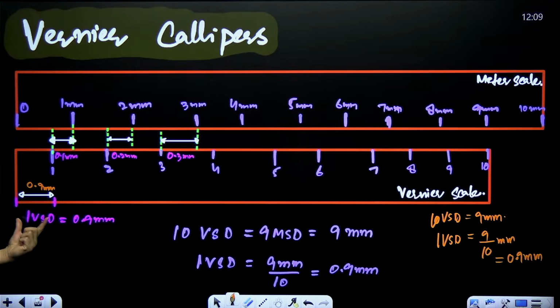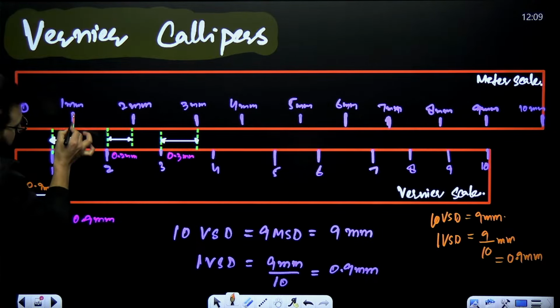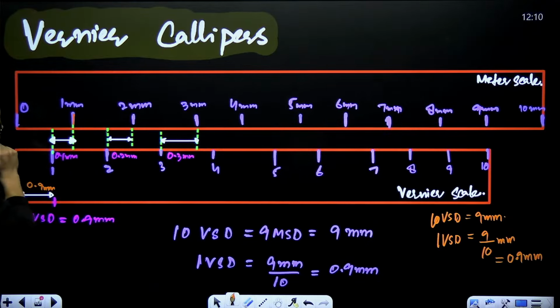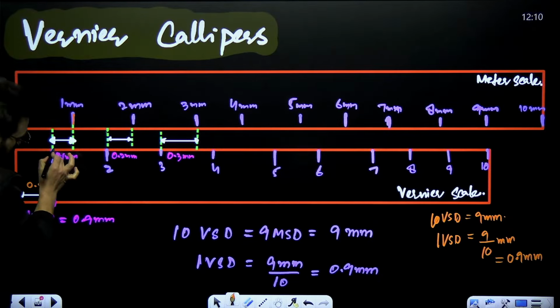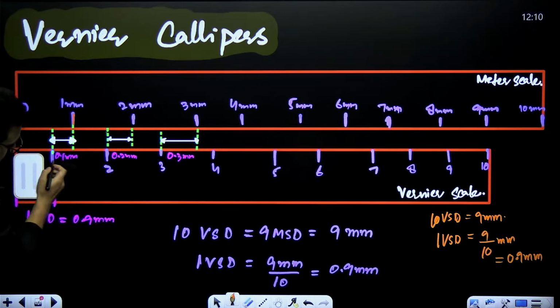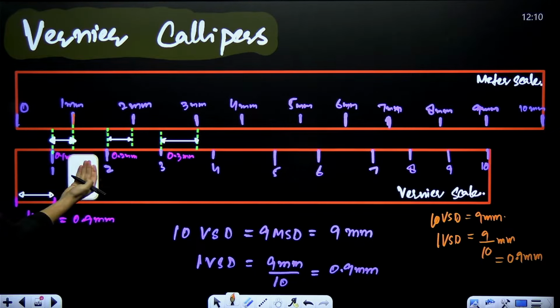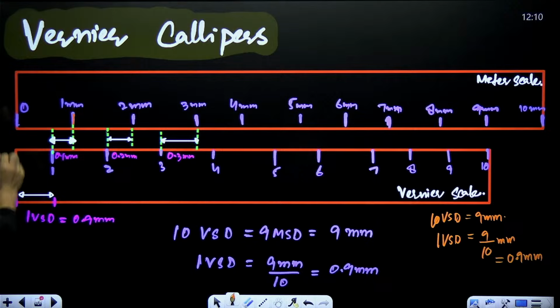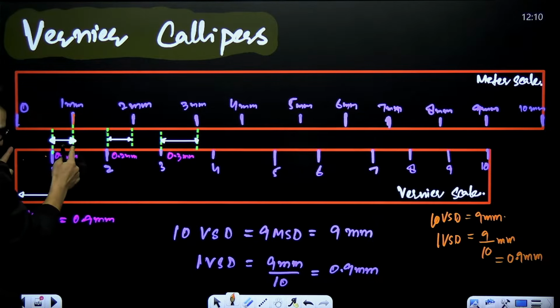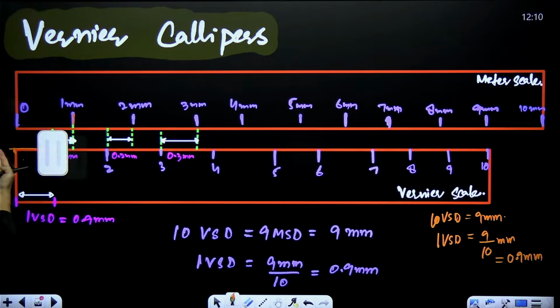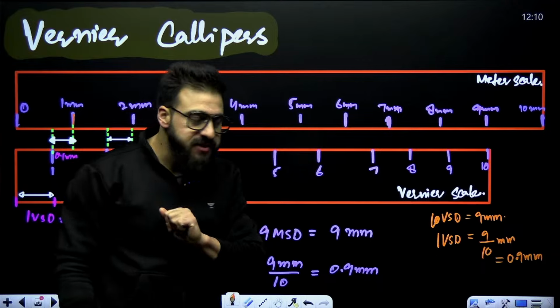1 VSD, length of this. And how much is this? Is 1 mm. Now tell me one thing, guys. If I say till here it is 1 mm, till here it is 0.9 mm, how much will be this? This will be 0.1 mm. Okay, because 0.1 plus 0.9, it will be total of 1 mm from here to here. I hope this is clear.